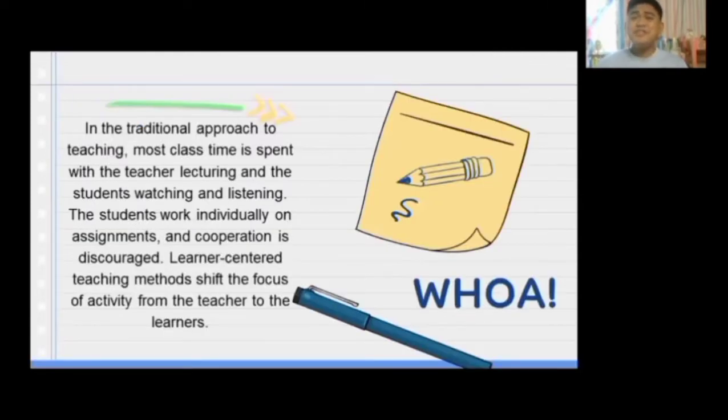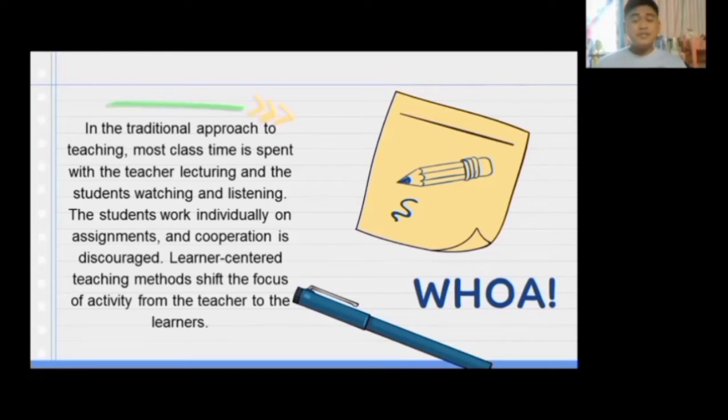In the traditional approach to teaching, most class time is spent with the teacher lecturing and the students watching and listening. So this is common, especially before, like the example that Thomas cites, or the teachers way back in the colonization of America. So the teachers are only lecturing and the students are watching and listening. We could infer that there are students who are active listeners and there are also those who are passive.